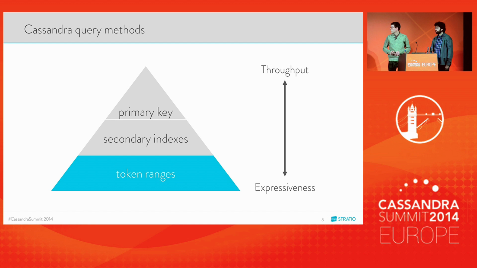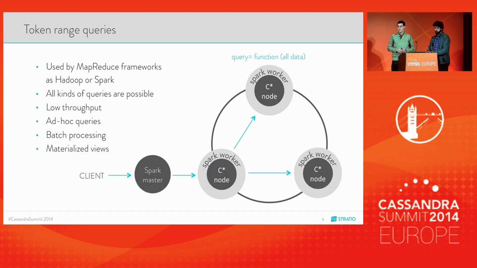Third, and sometimes more strange, we usually query by token range. A token range is defined as the queries where the hash of the primary key falls within a given range in the hashing function. This is usually used and implemented when you want to run MapReduce jobs, whether they are done on Hadoop or Spark, and you need to define which are the splits.